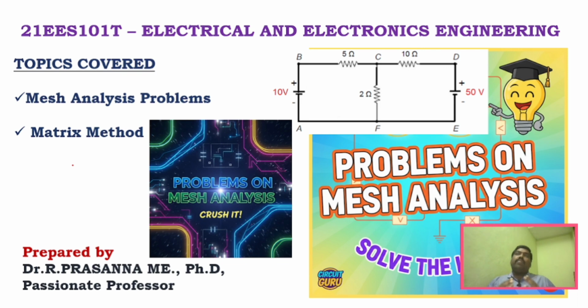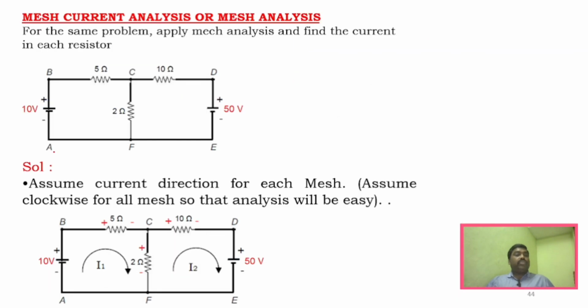If you have difficulty in writing equations, then you can use the matrix method to solve the problems. So we will start the video with the same problem. The question is given like this: for mesh analysis, find the current in each resistor. I'm going to use the same circuit. What is the first step you will do? You will draw the current across each mesh in the same direction. So this will be I2 and this will be I1.